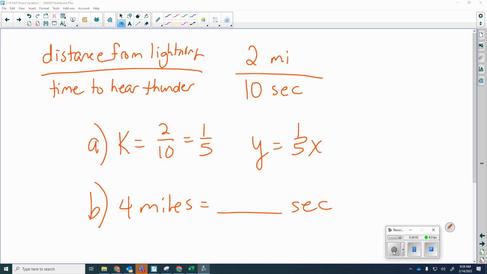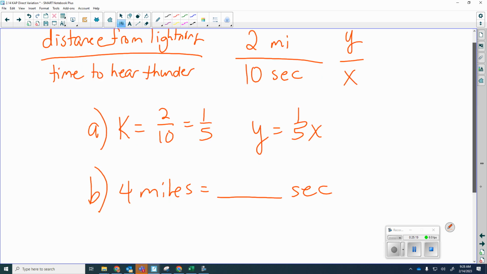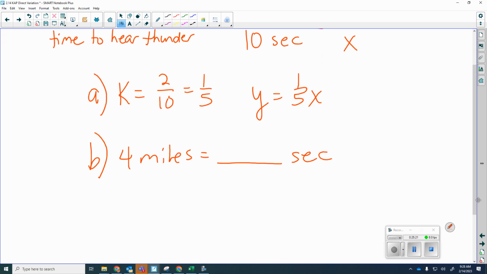So it says that the distance from the lightning varies directly as the time it takes you to hear the thunder. So I wrote that down. Distance from lightning over time to hear thunder. This is my Y, this is my X. So 2 miles for every 10 seconds. So A says to write a direct variation equation. So K would be 2 over 10, which is equivalent to 1/5. Y equals 1/5 x. And B says estimate how many seconds it would take for the thunder to travel a distance of 4 miles. So what does that mean?